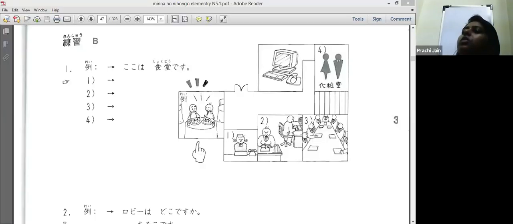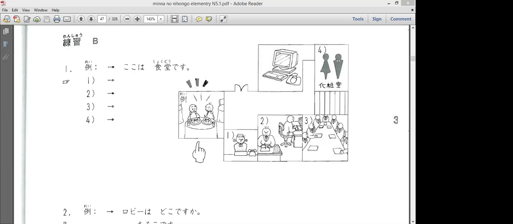So in the rain view B, we have a picture on the side. As per the picture, we have to make a statement. For example, in the rain, Koko wa shokudo desu. This is canteen. So go for the ichiban. Look at this picture. What is this? It appears like... Uke suke.